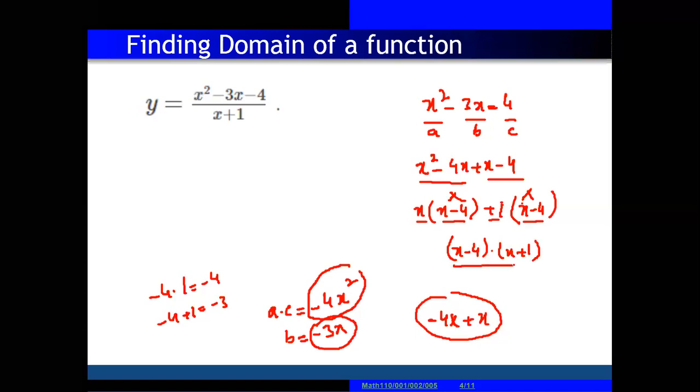Now these are actually the factor form of x square minus 3x minus 4: x minus 4 and x plus 1. So we can write y is equal to x minus 4 and x plus 1 divided by what? Divided by x plus 1.